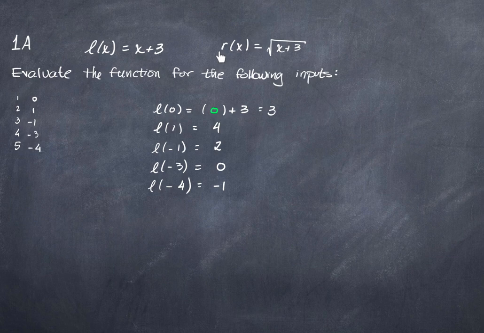Just again, to help us distinguish the two, this is the linear function, this is the radical function. All right, so we're going to do the same thing again. We're going to find r of 0, r of 1, r of -1, r of -3, and r of -4. Go ahead and take a minute and figure out what those values are. Pause the video, and once you know what your answers are, come back and I will share with you what they should be.